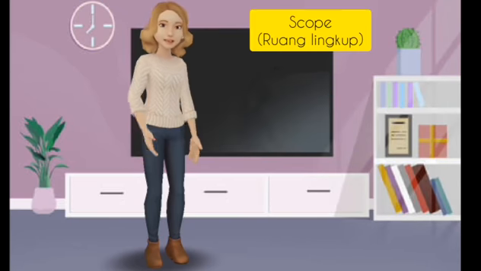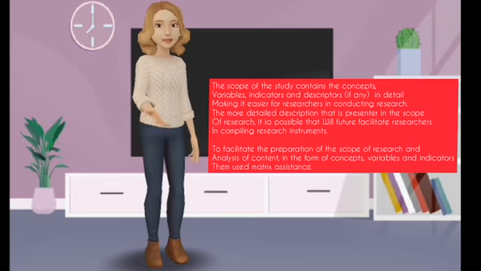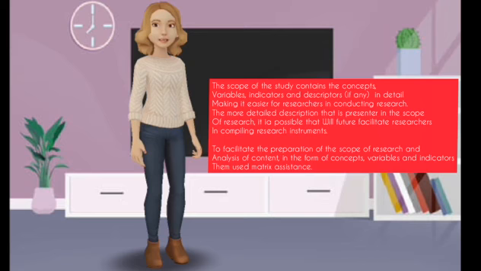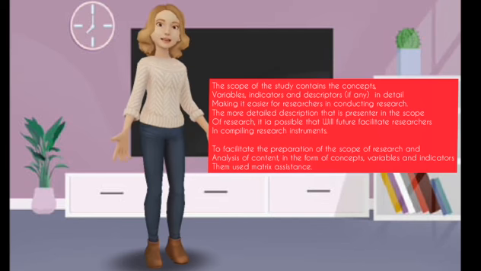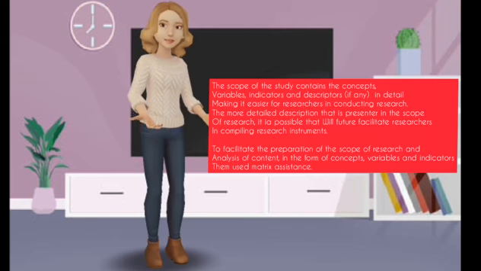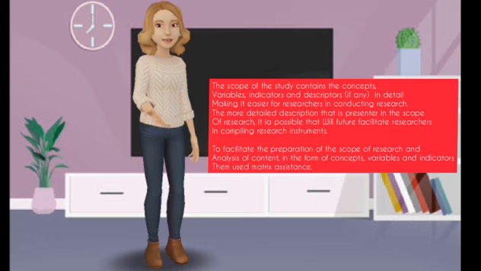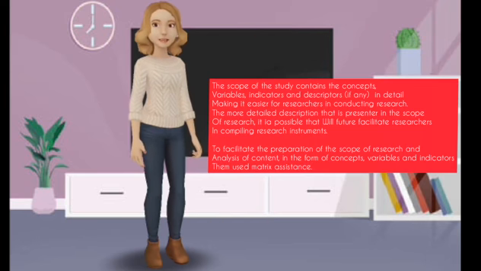So the last one is scope. The scope of the study contains the concepts, variables, indicators, and descriptors, if any, in detail, making it easier for researchers in conducting research. The more detailed the description in the scope of research, the more it facilitates researchers in completing research instruments. To facilitate the preparation of the scope of research and analysis of content in the form of concepts, variables, and indicators, and the numismatic assistance.